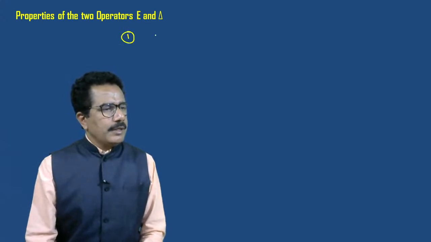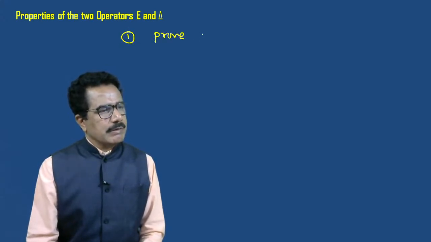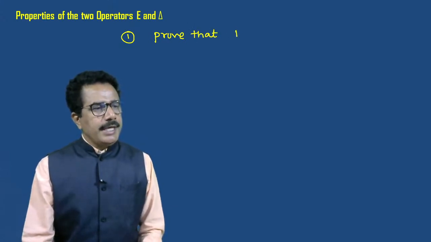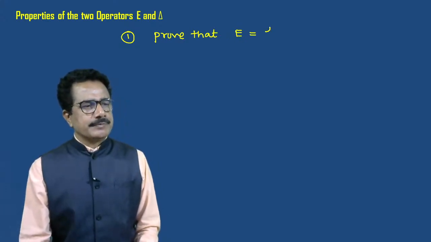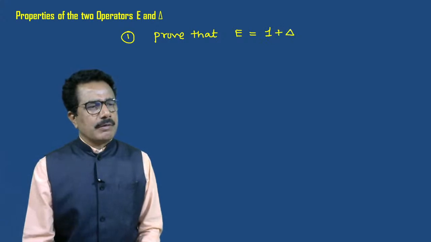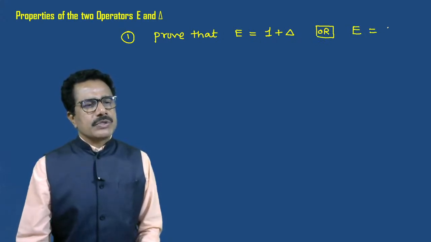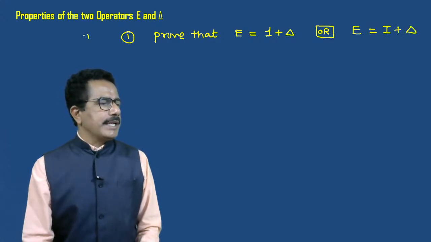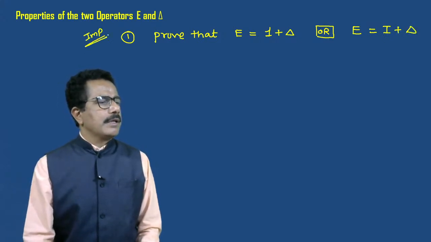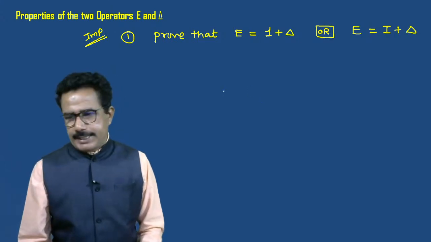Now first, prove that E is equal to 1 plus delta, or we can also write, prove that E is equal to I plus delta. This is a very important relation which we have to prove. E is equal to I plus delta.